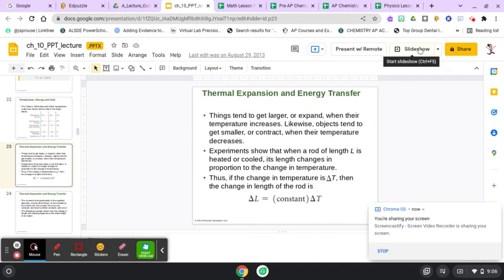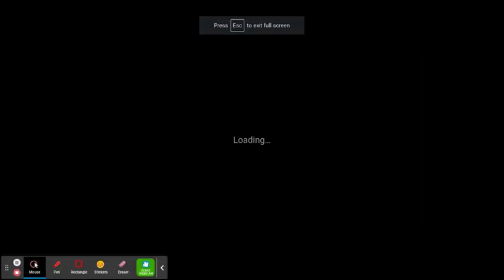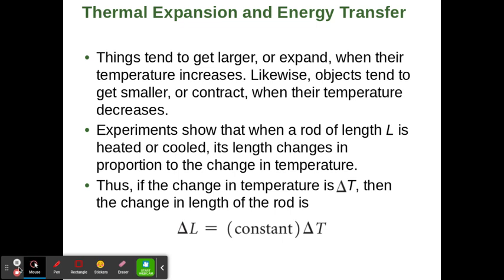All right, so this is 10.2. This is the second section of chapter 10. We're going to talk about thermal expansion and energy transfer.